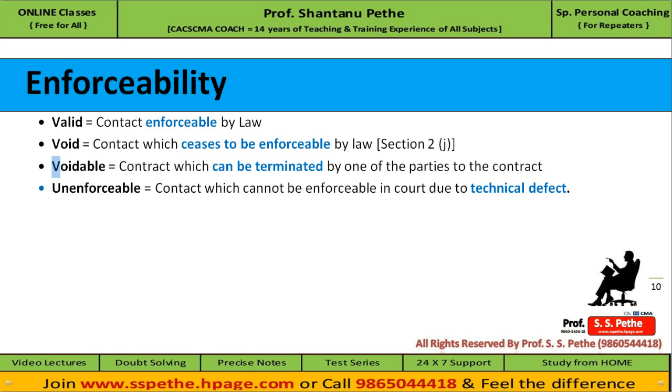Now let's see voidable contract. A contract which can be terminated, which can be rescinded by one of the parties to the contract, will be treated as voidable. This is a very important type of contract, and most of the time it is asked in the exams. See, there are various circumstances under which one or more parties to the contract get a right to terminate the contract. We will see these in detail, but for the time being, I will give one example.